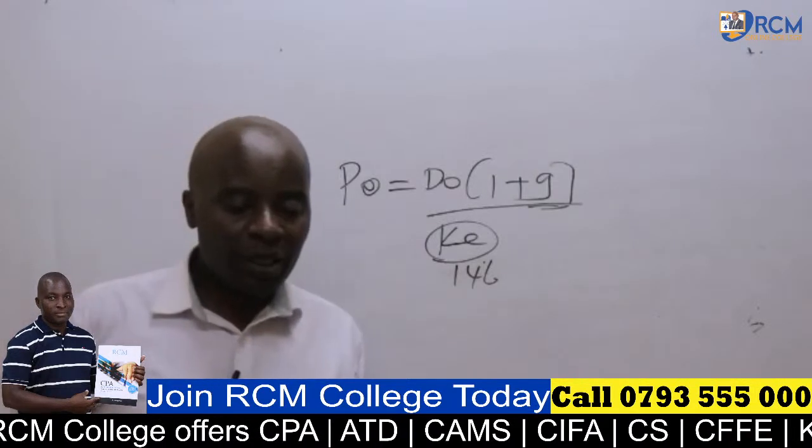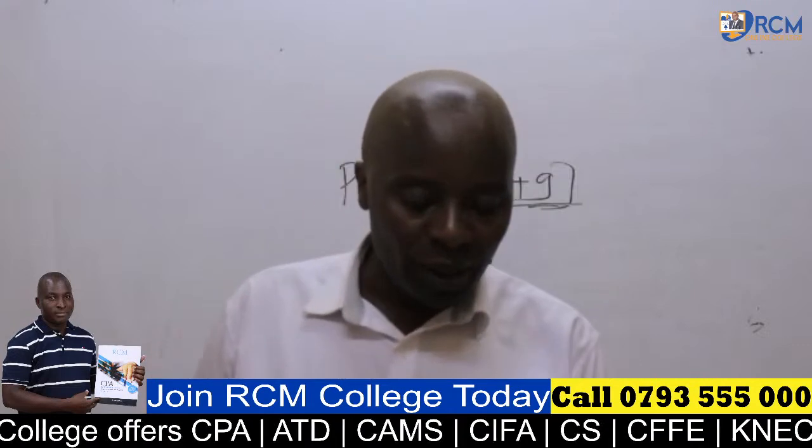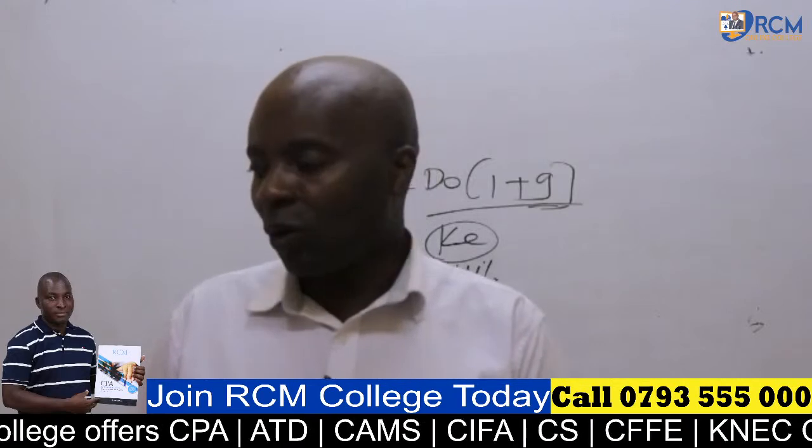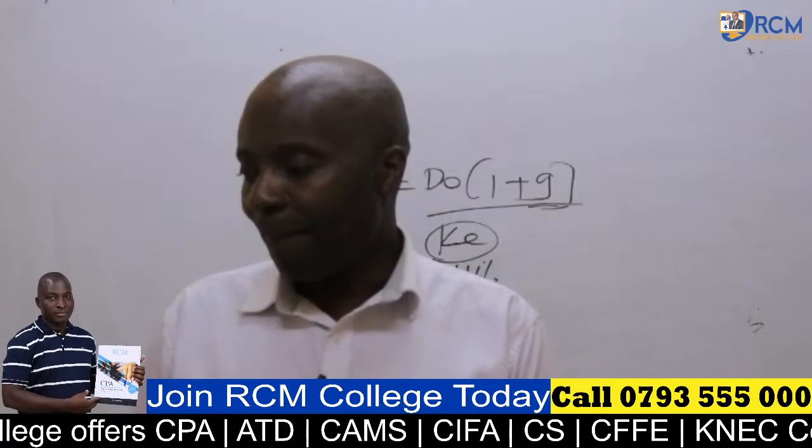So for this May 2019, I don't want you to do so much. I would want you to go and do this question later. But most importantly, look at the requirement. They want us to determine the maximum price payable to acquire Best Limited using the discounted free cash flow basis. It's May 2019, question number 5.